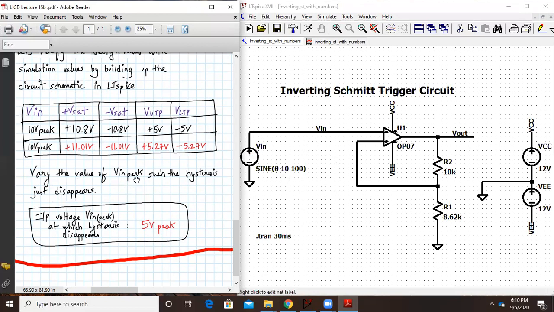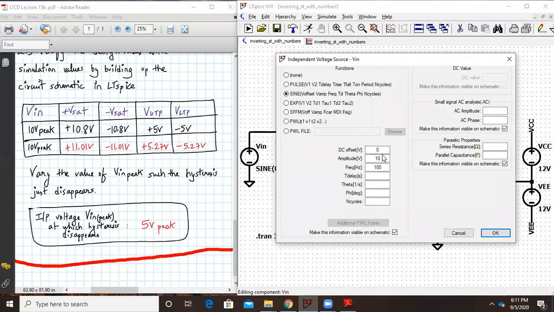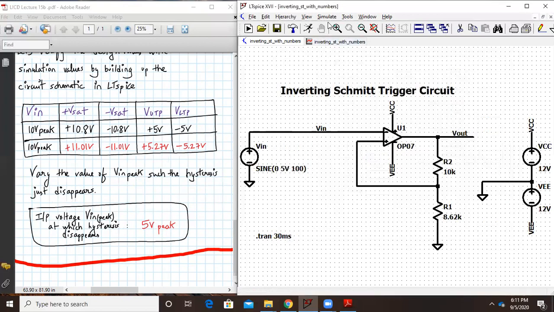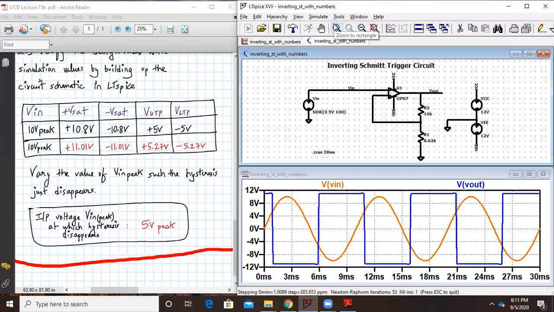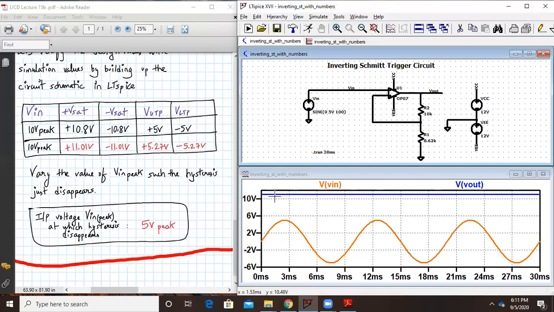So we need to vary the value of V in peak such that the hysteresis curve disappears. So let me take the value of input as 5 volts peak, and let me see what will happen. When we take it as 5 volts, my output disappears. As you can see, it is either a plus VSAT or minus VSAT.